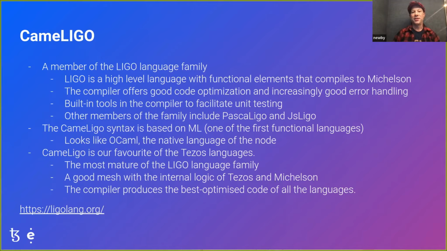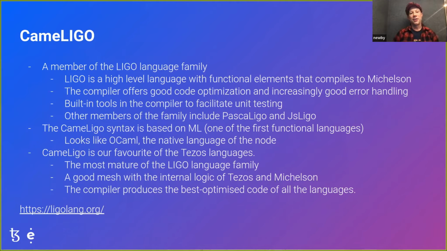So it has a Michelson interpreter inside the compiler, which will run your code and run unit tests for you without you having to touch a node. The CameLIGO syntax is based on ML, which is a venerable language. It's been around, I guess, 40, 50 years. The syntax looks a bit odd when you first encounter it, but one gets used to it very quickly, and it tends to push one in the direction of writing relatively good code.